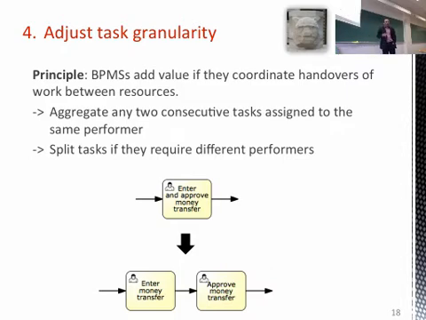And try to get to the point where every user task is assigned to a performer, the next task is assigned to a different performer, the previous task is assigned to a different performer. So then it's very clear that transfers between one task and another are also transfers from one performer to another performer.